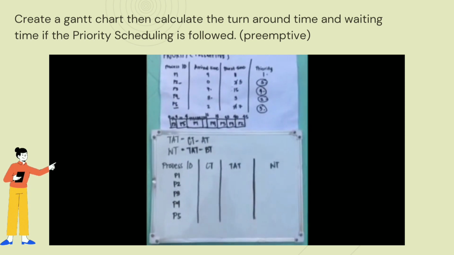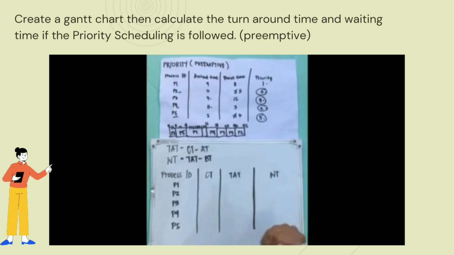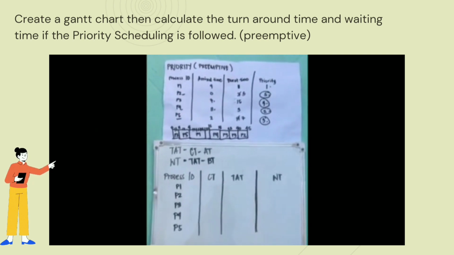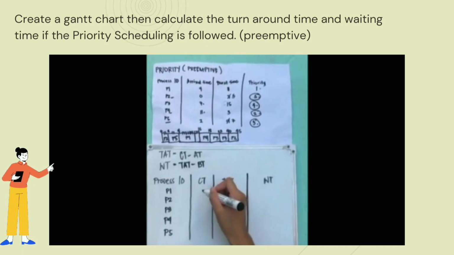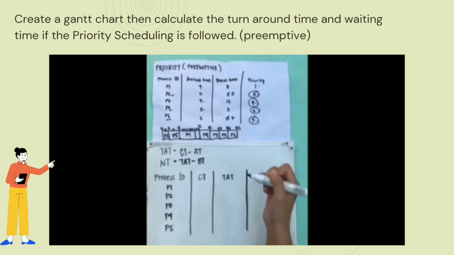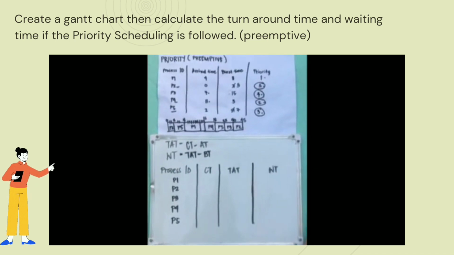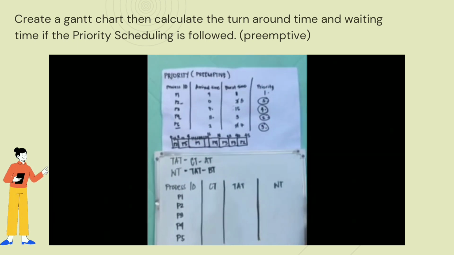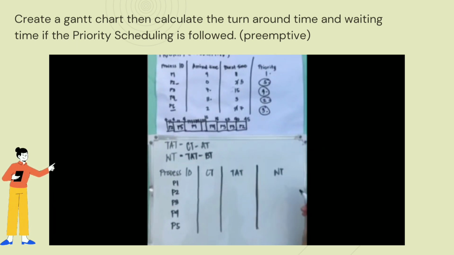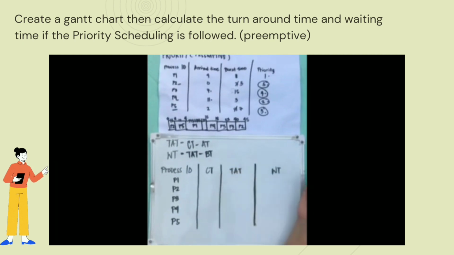So, ngayon, ang kukunin naman natin is yung turnaround time and yung waiting time. So, kagaya ng ginawa natin kanina, una natin kukunin yung completion time. So, alam niyo na yung completion time, yung mga nakuha natin sa Gantt chart.